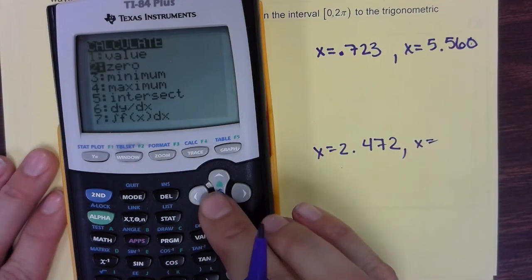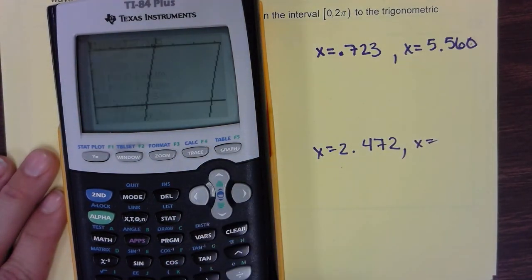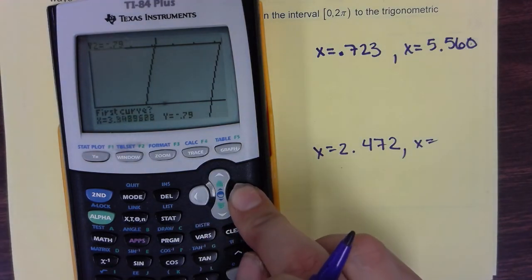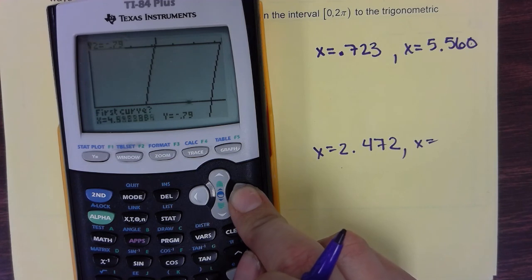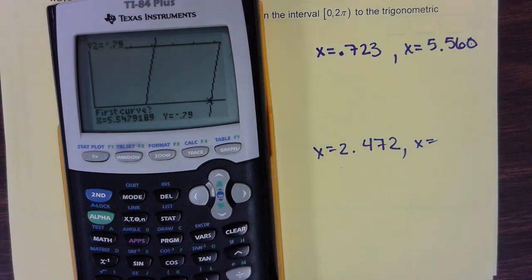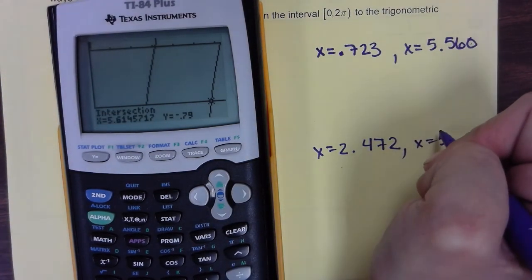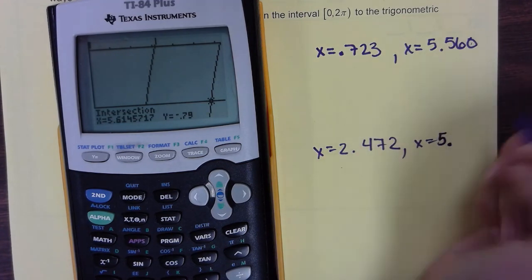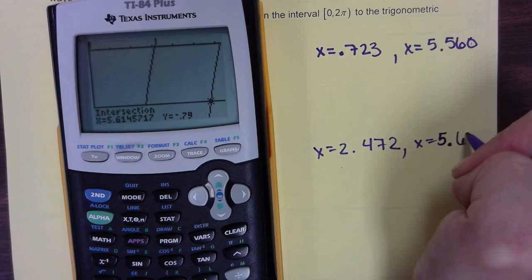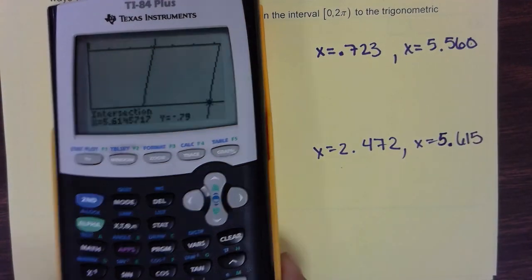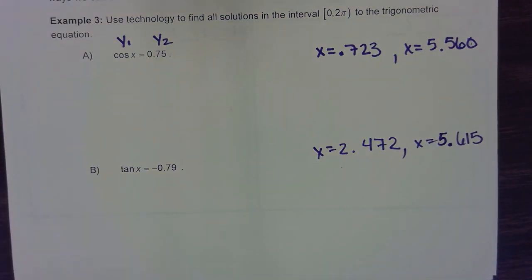And there's another one in there, so I'm going to find that out. Second trace, intersect, change my curve, go over. One, two, three. Okay, and we get 5.615 when we round up. All right, you're all set to start your practice.